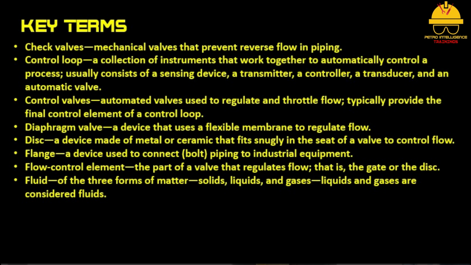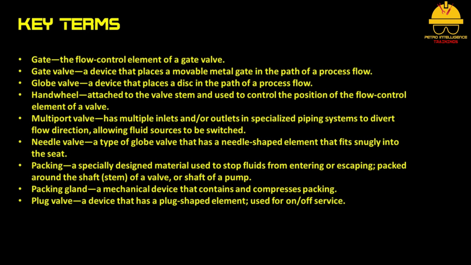Disc is a device made of metal or ceramic that fits snugly in the seat of a valve to control flow. Flange is a device used to connect, bolt, piping to industrial equipment. Flow control element is the part of a valve that regulates flow, that is, the gate or the disc. Fluid is of the three forms of matter: solids, liquids, and gases. Liquids and gases are considered fluids. Gate is the flow control element of a gate valve.